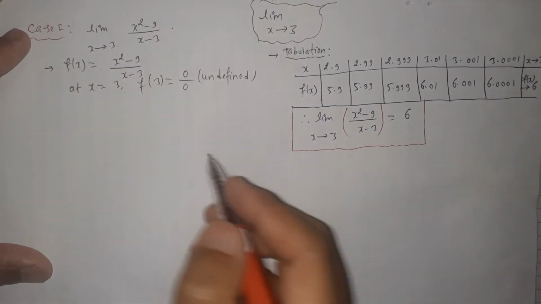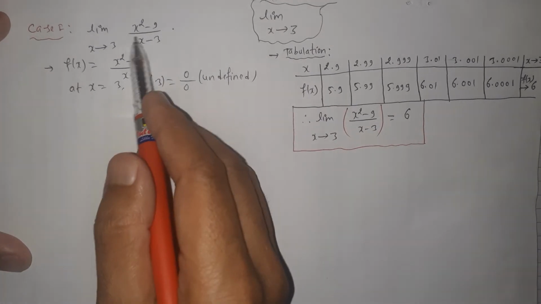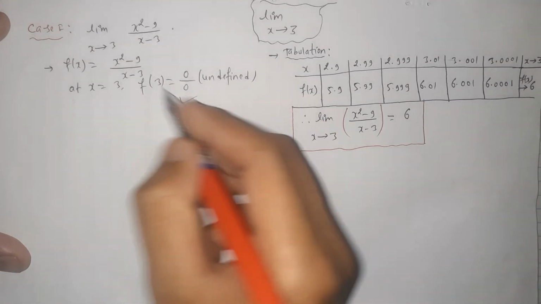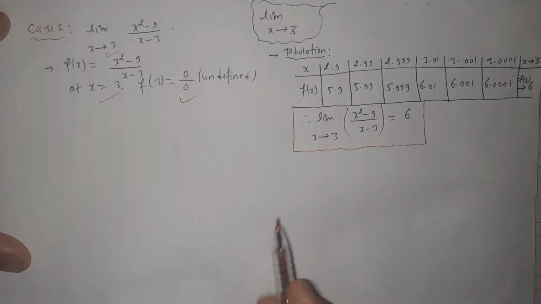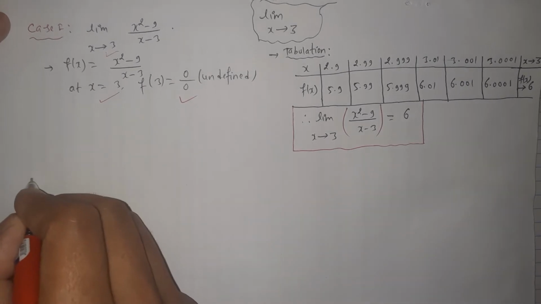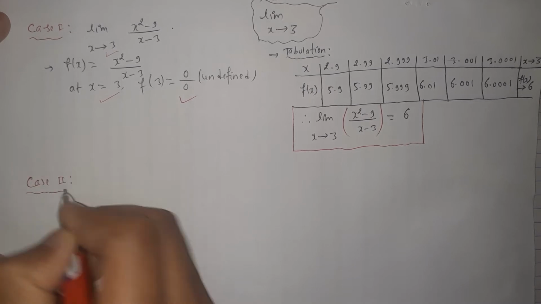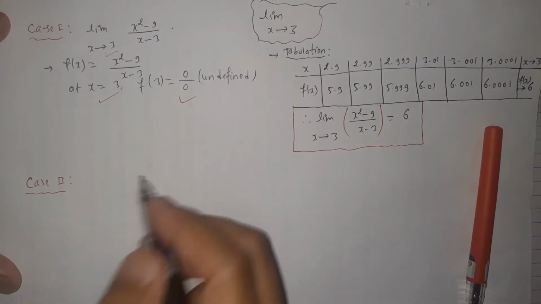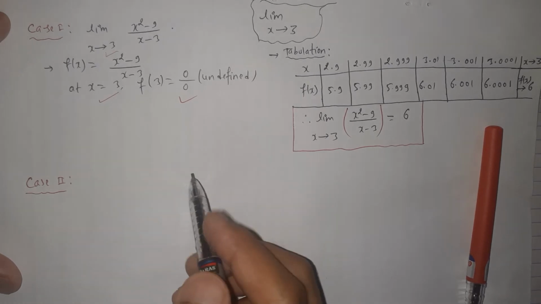This is the very basic method for the calculation of the limit. It is the first case, in which the given function is undefined at the point at which the limit is going to be calculated. Let's talk about the second case. In this case, we are going to take a function such that it is defined at the point at which the limit is going to be calculated.